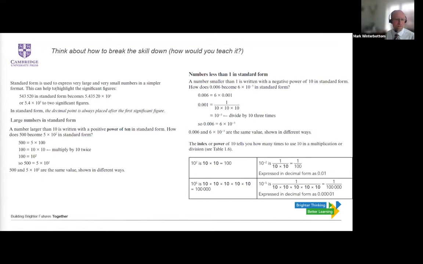So with saying what standard form is and what its purpose is, we're then giving really broken down instructions as to how to do it. So let's do this one. So large numbers in standard form. A number larger than 10 is written with a positive power of 10 in standard form. Really simple. How does 500 become 5 times 10 to the 2 in standard form? And look at the way in which the author of the book has broken it down for themselves. So 500 equals 5 times 100. 100 equals 10 times 10. Therefore, 100 equals 10 squared. Therefore, 500 equals 5 times 10 squared. So therefore, 500 and 5 times 10 squared are the same value.